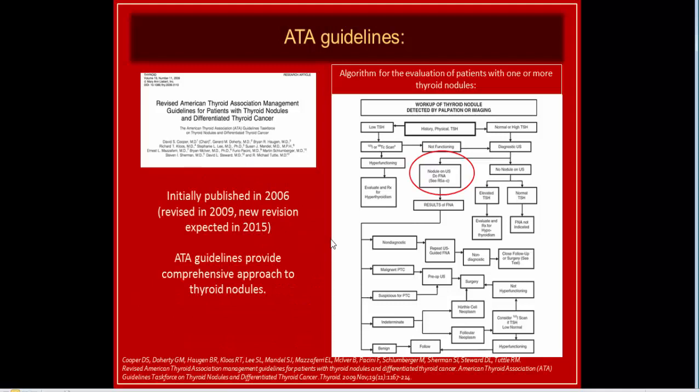ATA guidelines. The American Thyroid Association put guidelines for the algorithm of evaluation of thyroid nodule. Start by history and do TSH. If low TSH, we do isotope study. If normal or high TSH, we go to ultrasound. If we found low TSH and the isotope shows non-functioning, we do ultrasound again. With diagnostic ultrasound, either no nodule or presence of nodule, and later this is the algorithm. This algorithm depends firstly on low TSH or normal or high TSH.